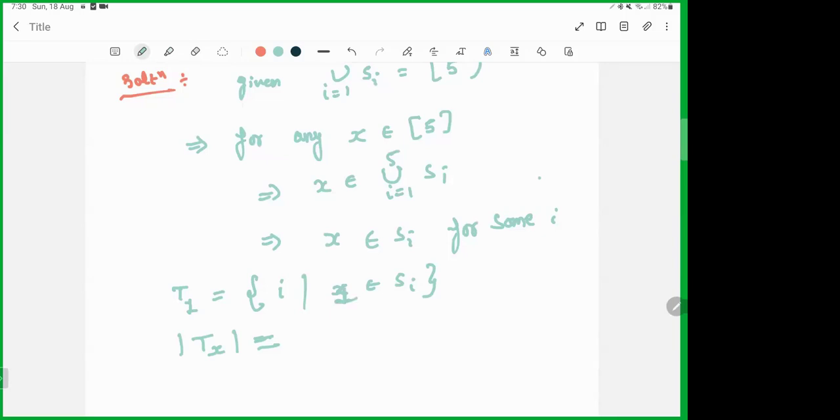Basically, these indices are a subset of 1, 2, 3, 4, up to 5, because we have S1, S2, S3, up to S5, right? So the cardinality of T1 can be just 1, or 1, 2, or 1, 3, or 1, 2, 3, all possible, but it cannot be that, right?